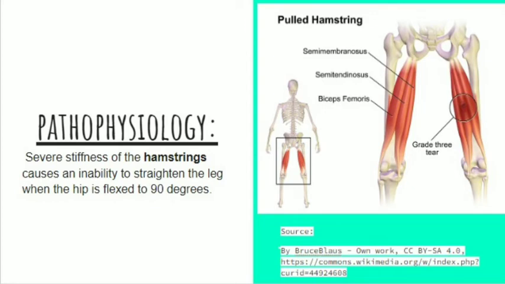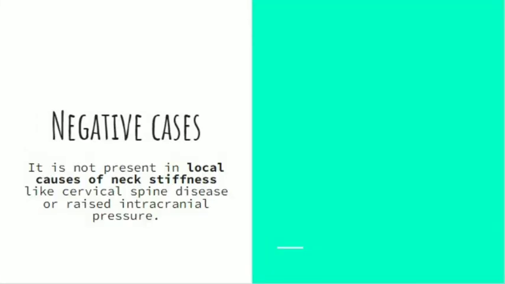Due to this severe stiffness, there is an inability to straighten the knee joint when the hip joint is flexed to 90 degrees. There are other diseases that also cause neck stiffness, but Kernig sign will be negative in these diseases like cervical spine disease or raised intracranial pressure.